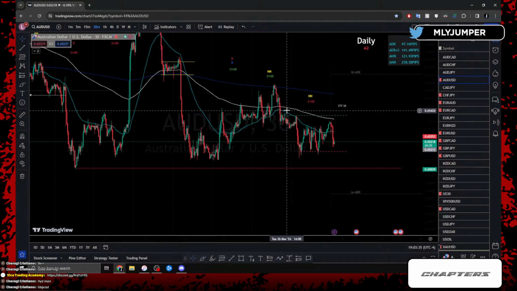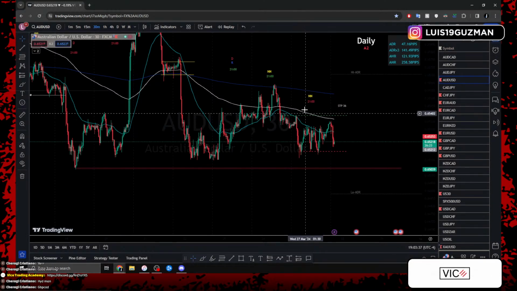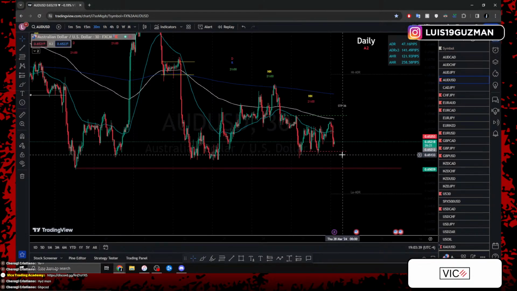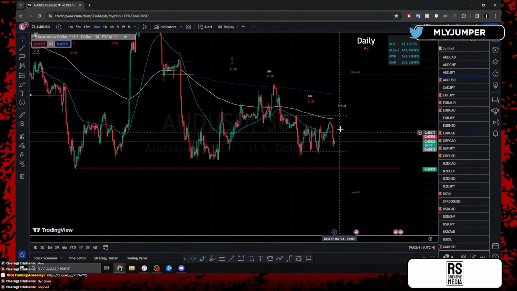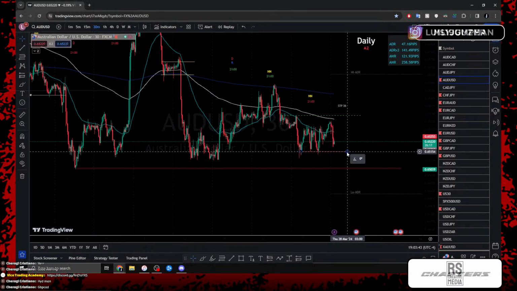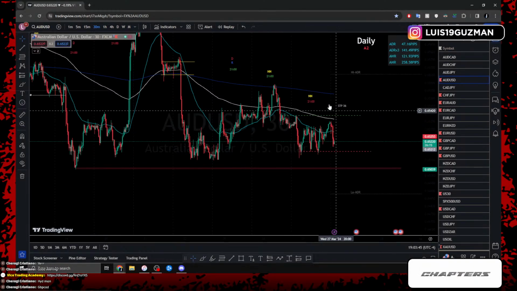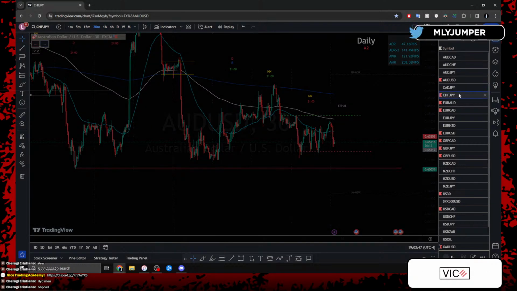So still waiting. We're still in the same highs and the same lows that we were looking at yesterday. We can see how price is just chopping in this area. We want to see that BOS happen. Once we get that break of structure, we'll know what direction we go to.